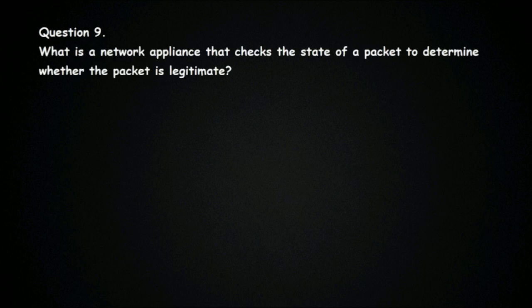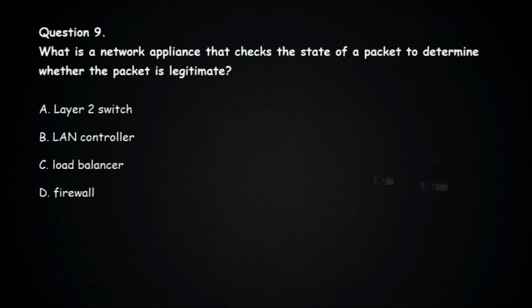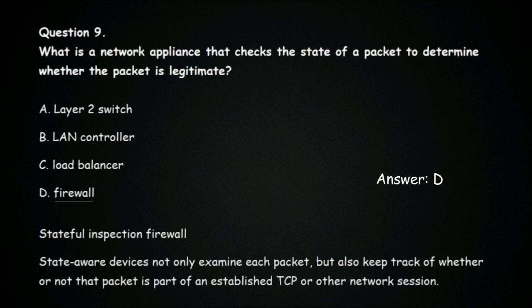Question 9. What is a network appliance that checks the state of a packet to determine whether the packet is legitimate? Options. Correct answer is D. Firewall. Stateful inspection firewall. State-aware devices not only examine each packet, but also keep track of whether or not that packet is part of an established TCP or other network session.